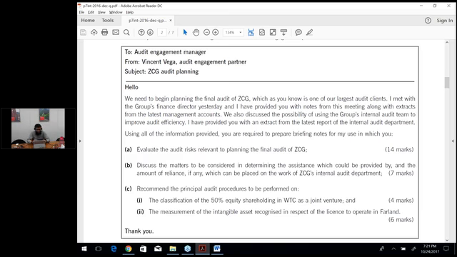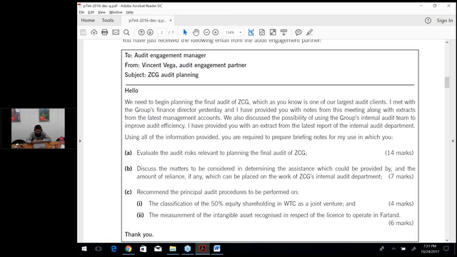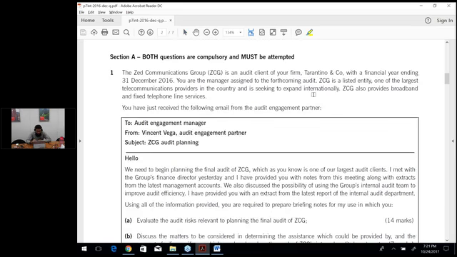client of your firm, Tarantino and Co., with a financial year ending 31st December 2016. You are the manager assigned to the forthcoming audit. ZCG is a listed entity. So remember, it's a listed entity. One of the largest telecom providers in the country and is seeking to expand internationally.